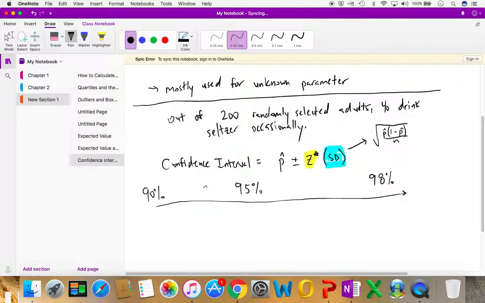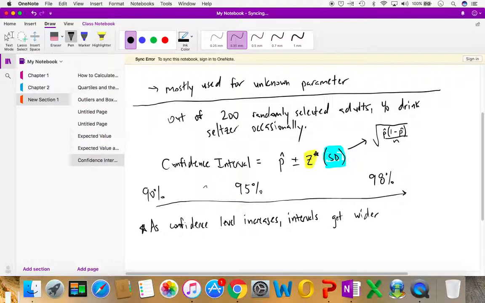So typically, what happens, I shouldn't say typically, always what happens in statistics, as we increase the confidence level, the margin of error or the width of that interval will increase. Okay, so that's an important rule to look at. I'm going to say as confidence level increases, intervals get wider.